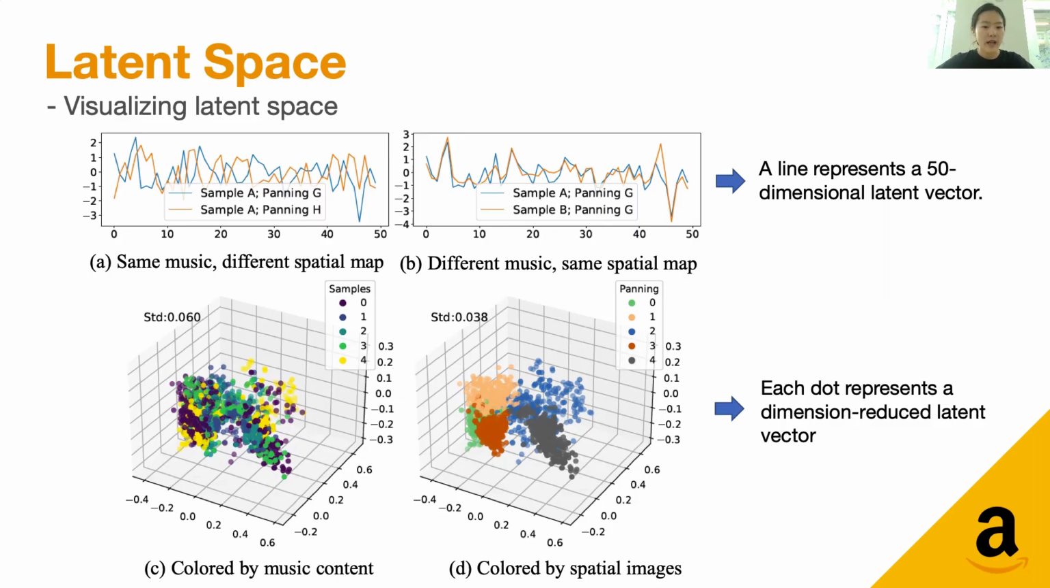Besides, for the scatter plots, we computed the average standard deviation for each group for a more quantitative description. Aligned with our observation, the standard deviation of the music content groups is remarkably higher than that of the spatial-based groups.